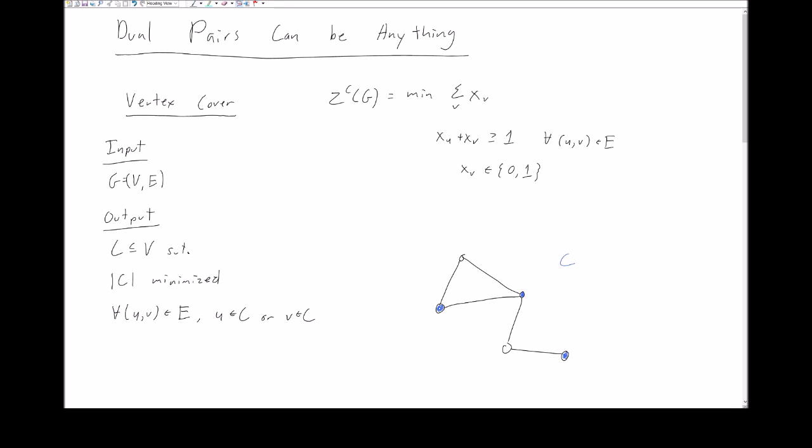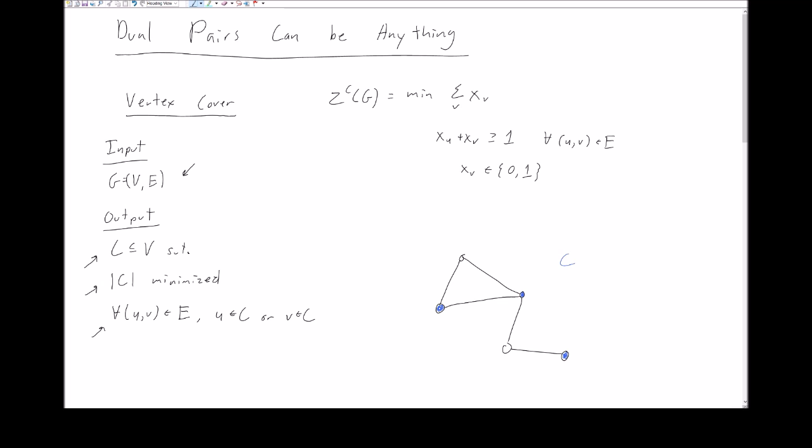The first combinatorial problem we're going to work with is the vertex cover problem, which we might be familiar with. Our input is going to be a graph, and the objective is to find some subset, C, of vertices, so that every edge is covered. That is, for every edge, either U or V is going to be in my cover. And this set C is the minimum such set that's going to achieve this goal.